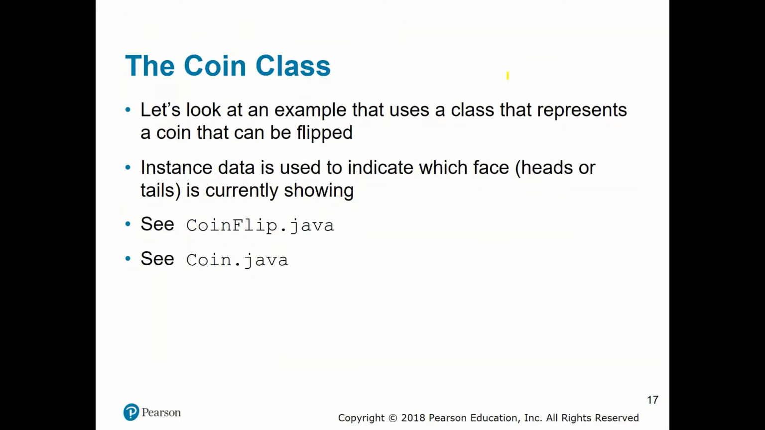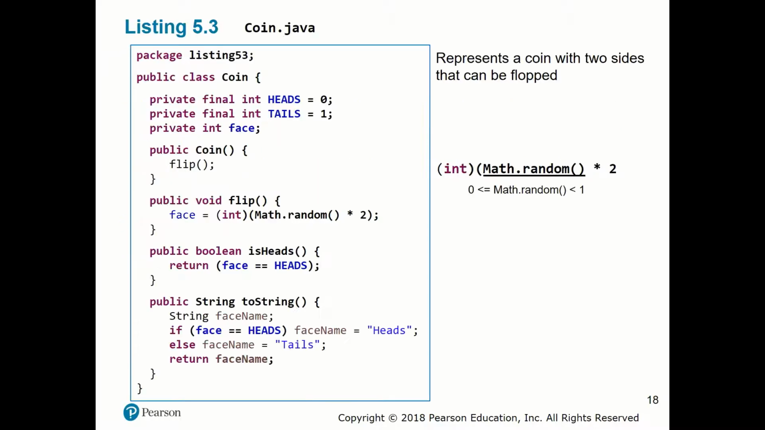Let's look at an example that uses a class that represents a coin that can be flipped. Instance data is used to indicate which face, head or tail, is currently showing. We will look at two Java classes. The Coin class represents a coin with two sides that can be flipped. It has two constants, heads and tails, and a variable face.